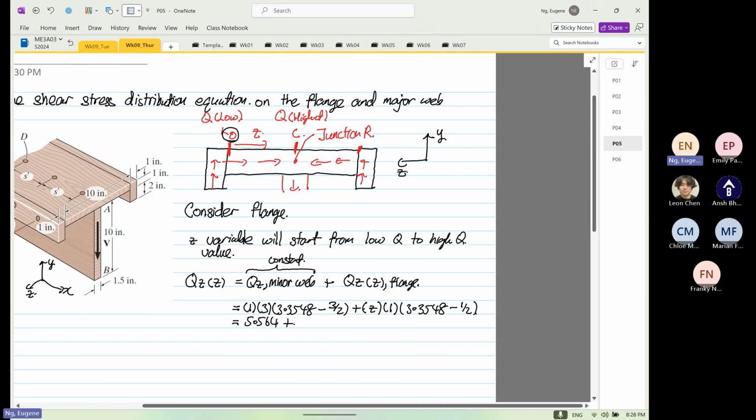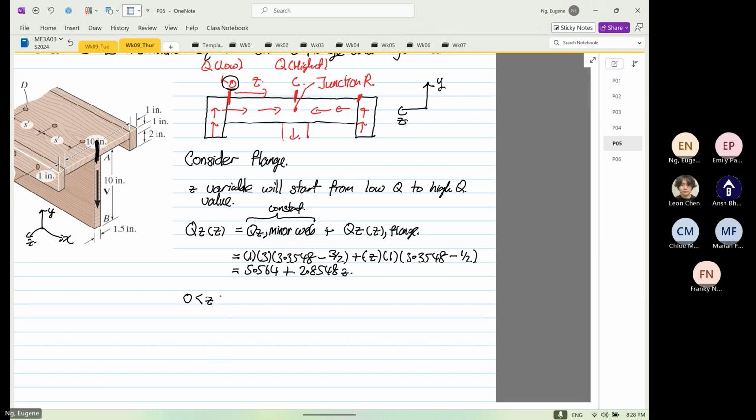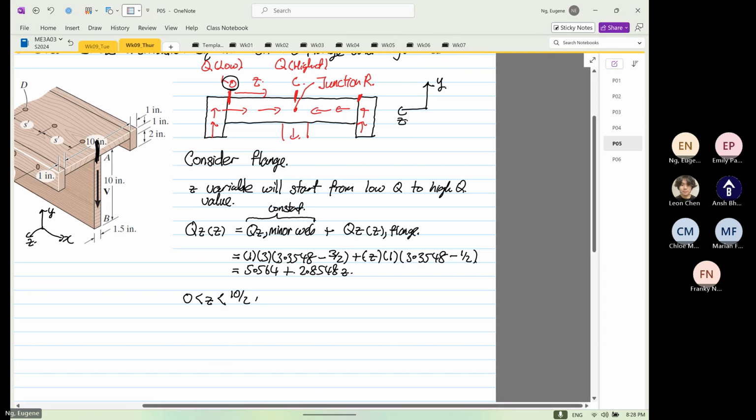Then you plus 3.3548 minus 0.5 times 1, so it's 2.8548 Z. Okay. And then you calculate the shear stress distribution, right? So the limits is from 0, Z, until where? Until the halfway, right? Until the halfway of the 10, until 10 divided by 2 inches.